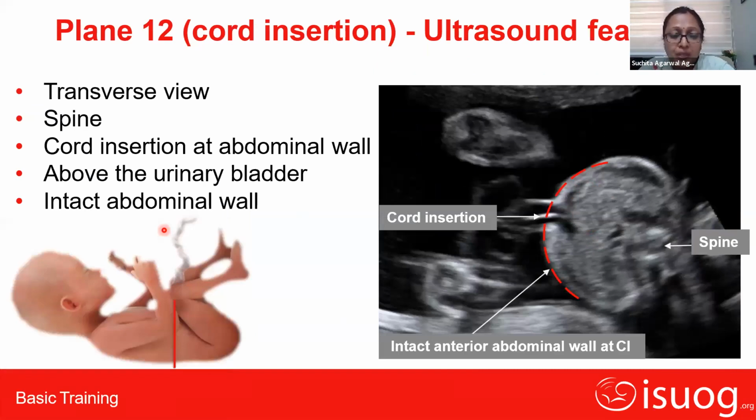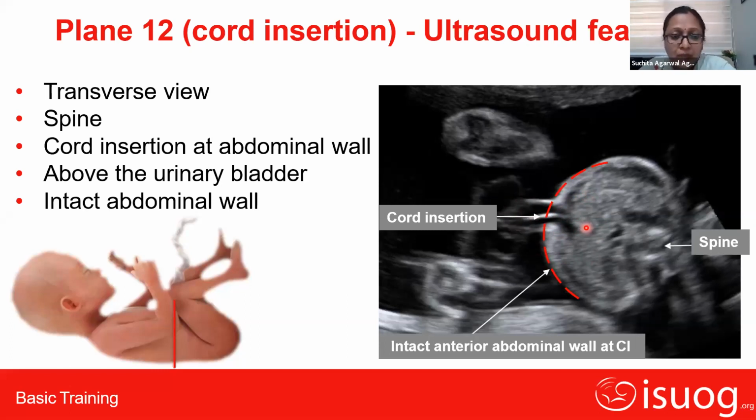Now come to plane 12, the cord insertion site. We again take a transverse view of the abdomen. The spine should be seen. This is the cord insertion. Cord insertion means you have to see both the intra-abdominal and the extra-abdominal parts. This view should be seen when we look at the cord insertion. Both the intra-abdominal lines should be seen, and the extra-abdominal. So this is the cord insertion at the abdominal wall.